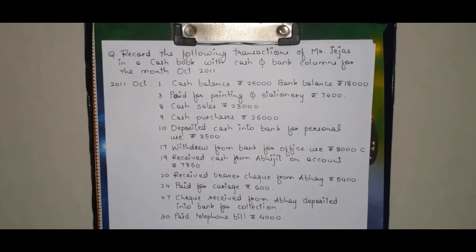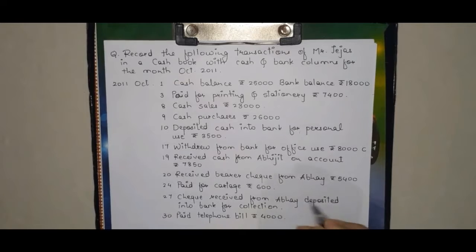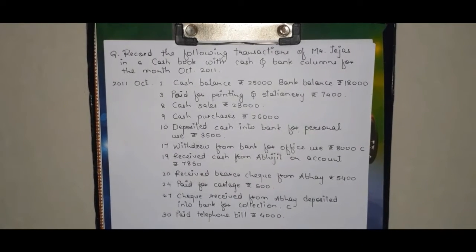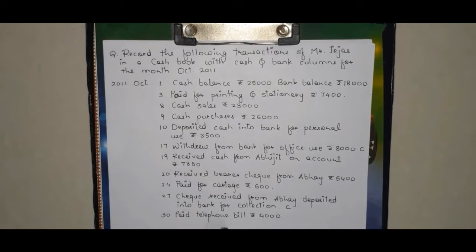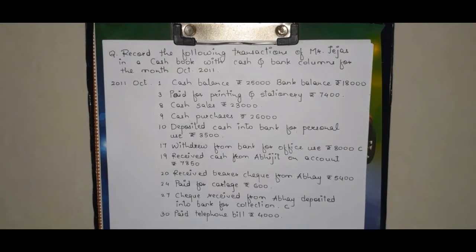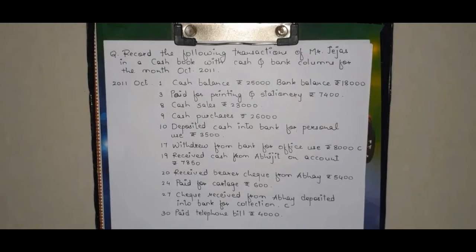Okay. So that is why this is a contra entry, because on both sides this transaction is going to be recorded. Last one, on 30th, paid telephone bill rupees 4,000. Now all these transactions we have read out, so we will head towards the solution.